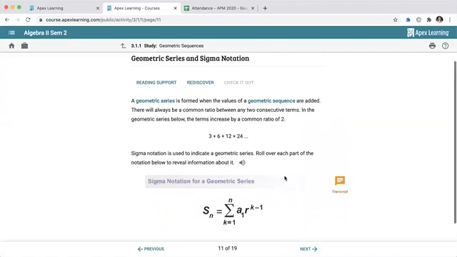Then what we can do is represent them using this thing called sigma notation. We would use this when we wanted to add terms together. If we wanted to add terms together.